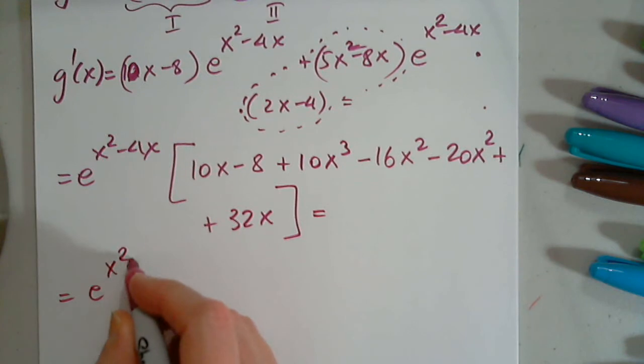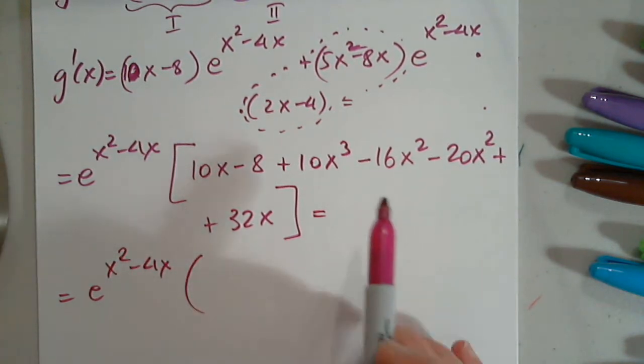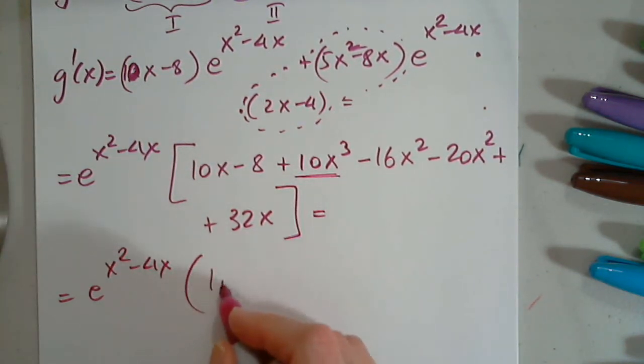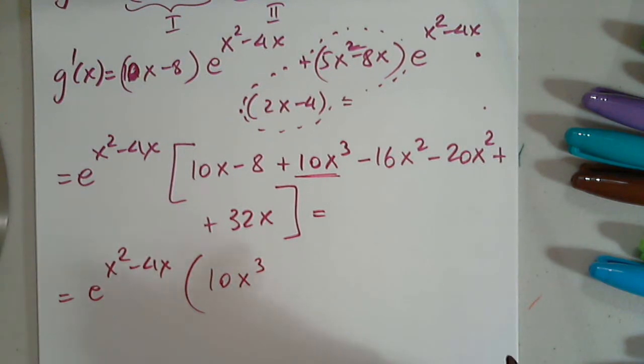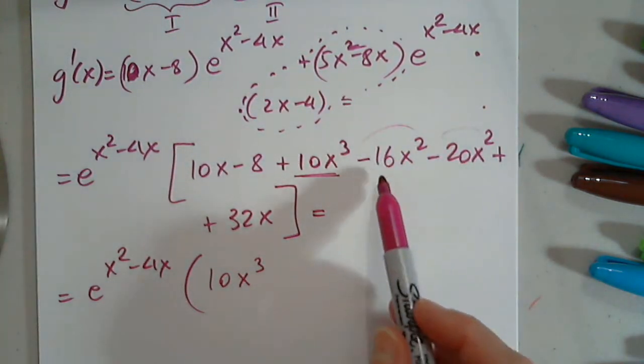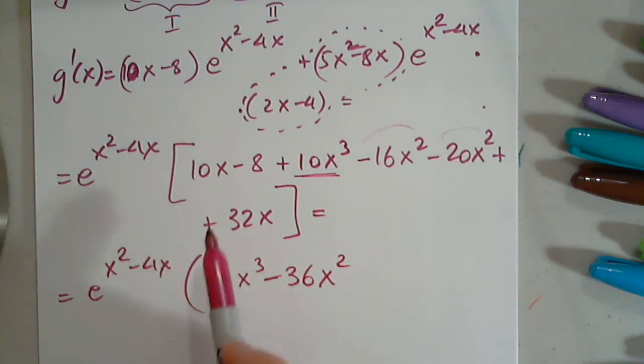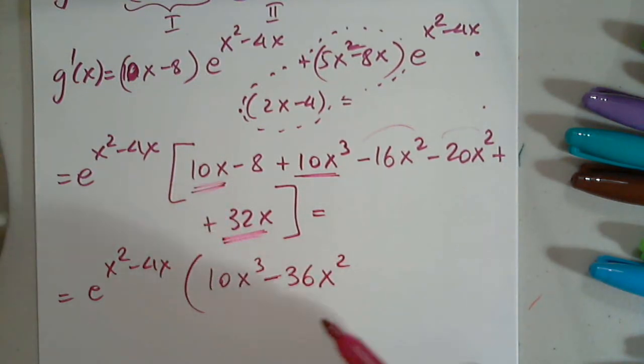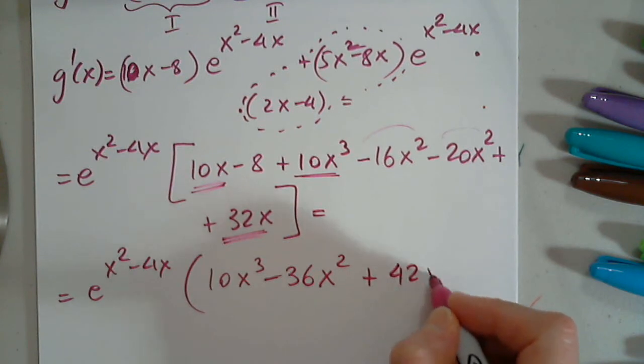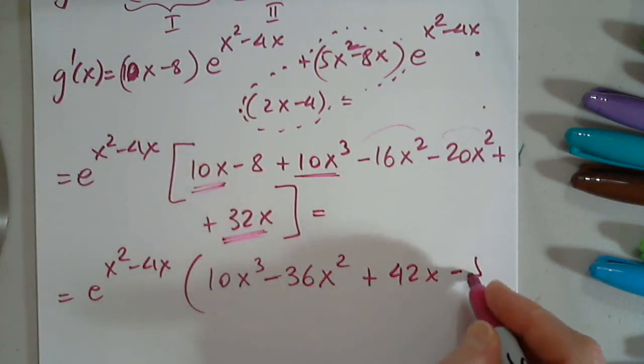Okay, so e to x squared minus 4x. Let's see what we have here. So this is the first one in descending order. Now we have these two, negative 16, negative 20, negative 36x squared. Now we have these two, so positive 42x, and now this is alone negative 8.